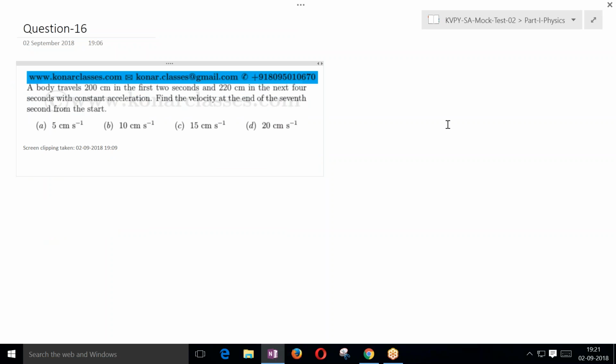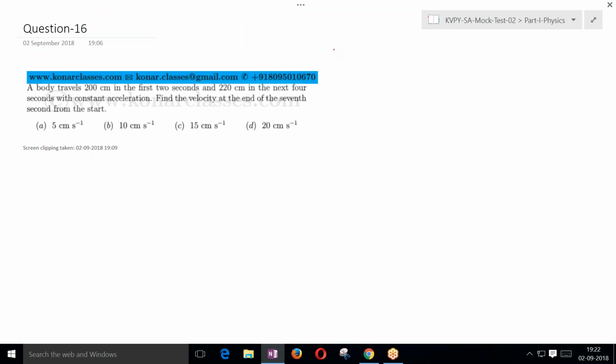So as you see the question number 16 on the screen, the question says a body travels 200 centimeter in the first 2 seconds and 220 centimeter in the next 4 seconds with constant acceleration. Find the velocity at the end of the 7th second from the start. So this is a typical question from kinematics, and here is the solution I'm going to derive.